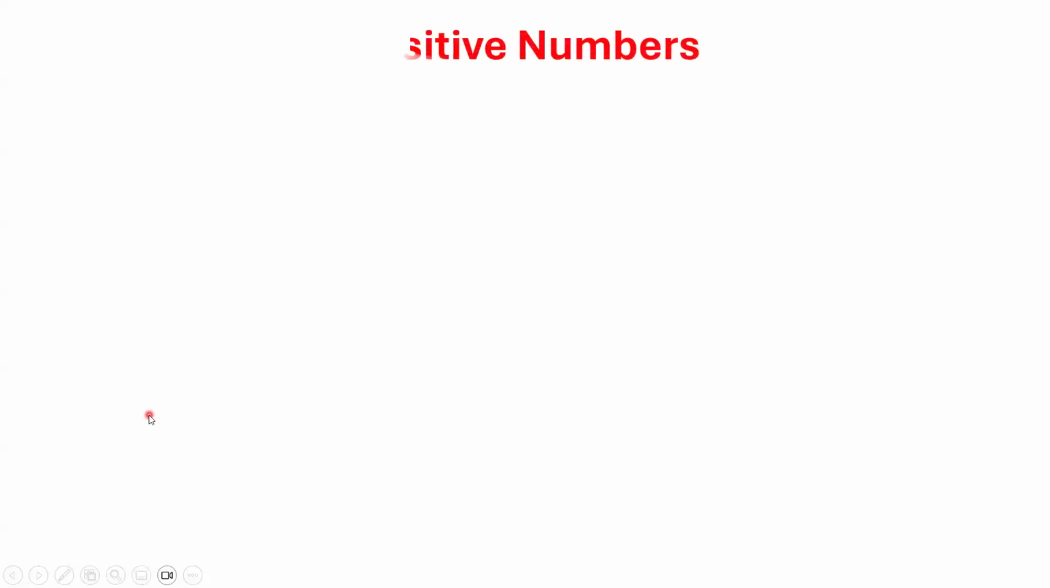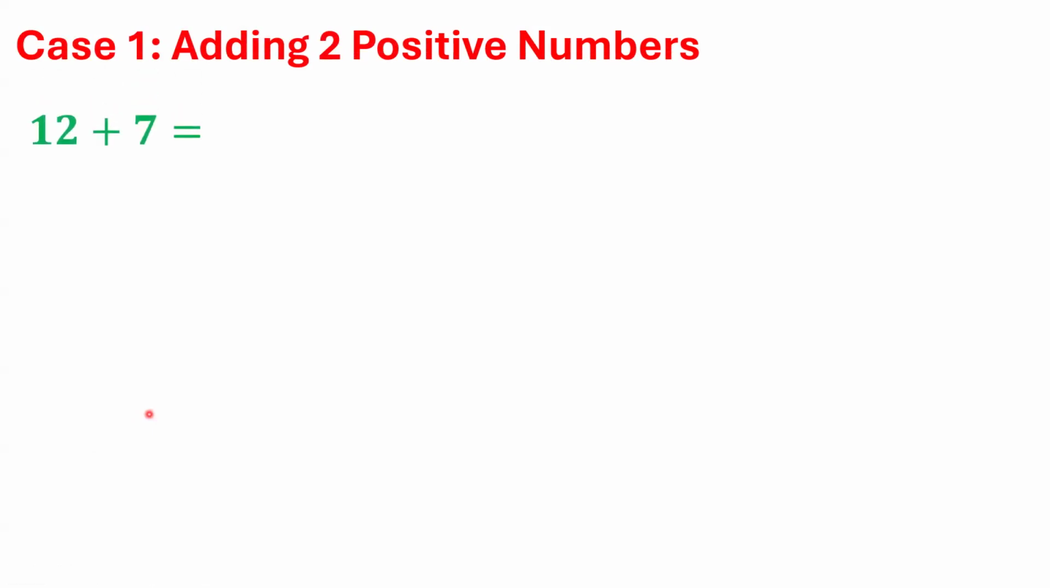I have three cases. Case number one, if I am adding two positive numbers, normal addition. I have 12 and I need to add 7. So in all, I will have 19. So it's normal addition and the answer will be always positive.